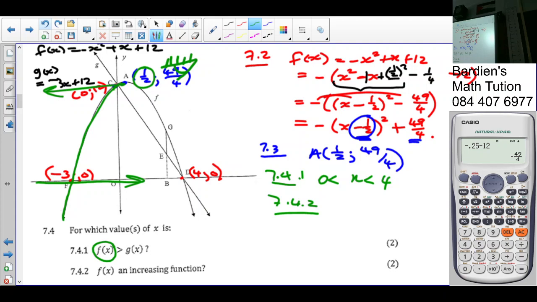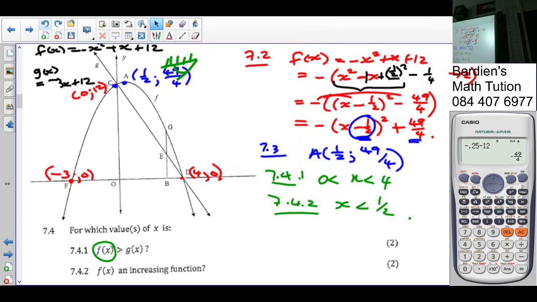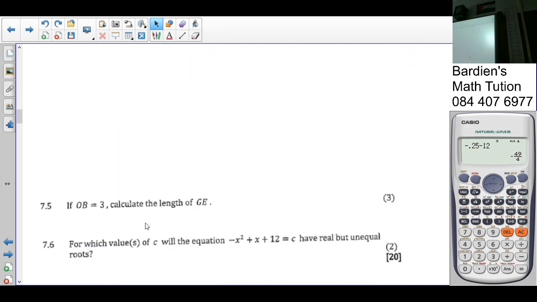What if they say for which values of x is f of x decreasing? X is more than. Not so? So what do we say there? Where is it increasing? It's increasing for x is less than. Okay. Can't believe it's so easy, no?